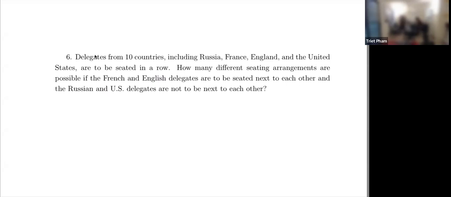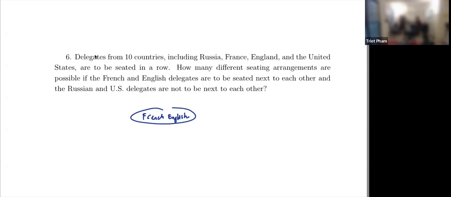So basically, there are 10 distinct countries. These are the 4 countries that we care about. Here we want French and English to sit next to each other, so they will be a unit by themselves. French and English will be a unit together. So that's fine, but we also want Russia and US not to be together.